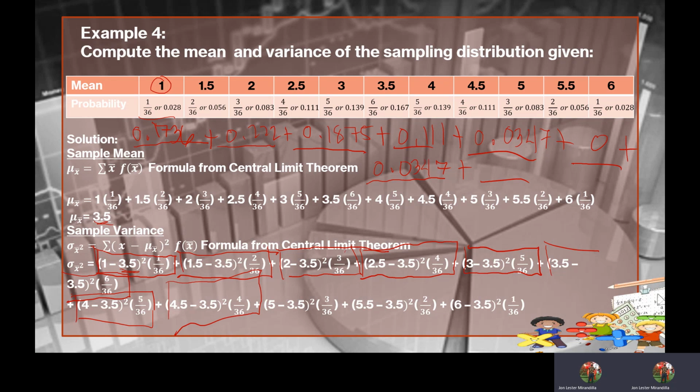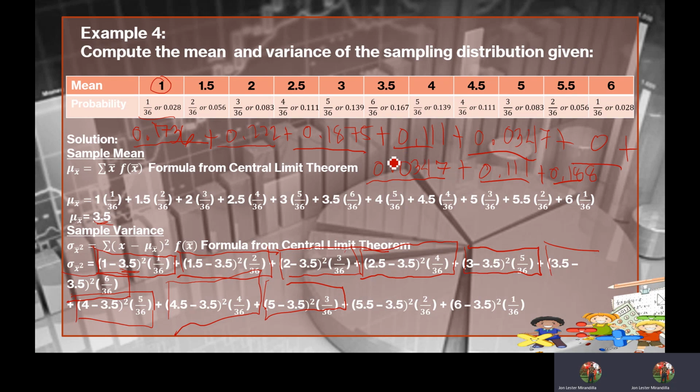Plus, here: 4.5 minus 3.5 squared times 4. 4 out of 36 is equal to 0.111. Plus, the last 3: 5 minus 3.5 squared, then 3 multiplied by 3 divided by 36. That gives us a result of 0.188.